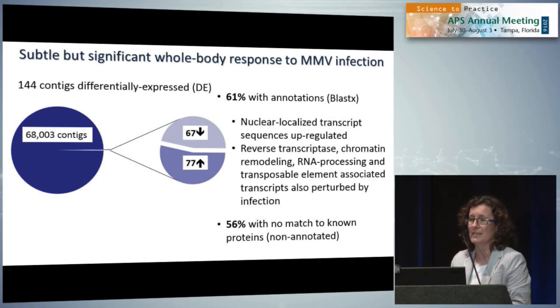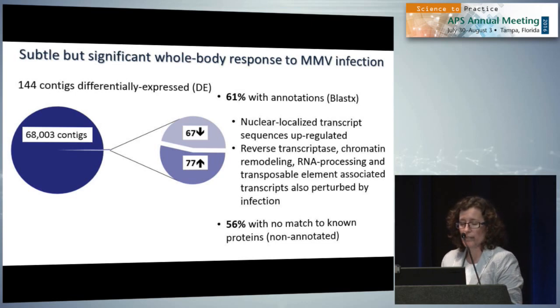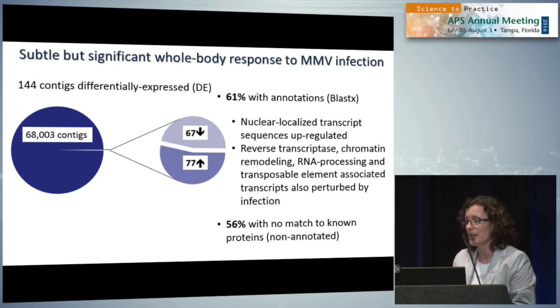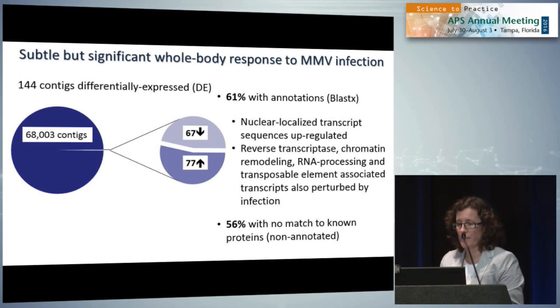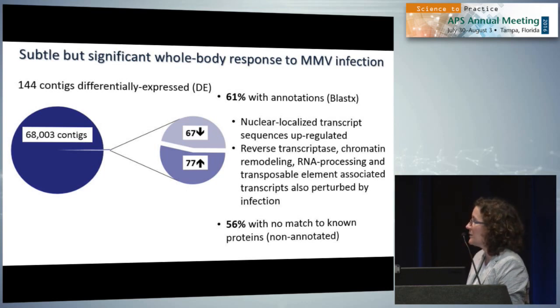We thought we'd see more, because if you think about this virus, it's replicating in all these tissues, almost all the tissues except the ovaries of the insect. And we're only seeing a subtle effect on the insect transcriptome. So we found that 61% of the contigs were able to be annotated.